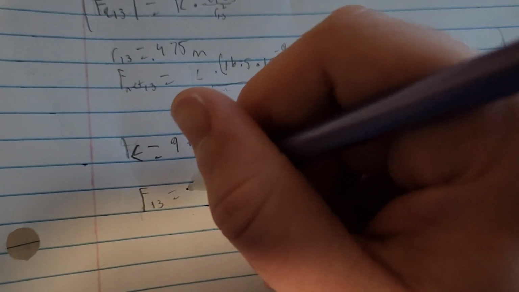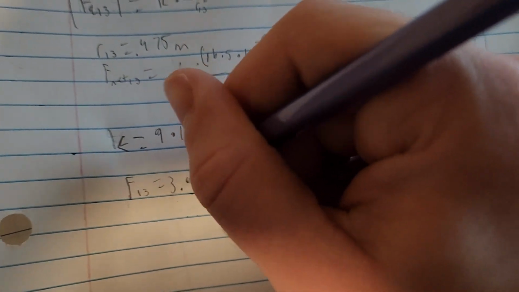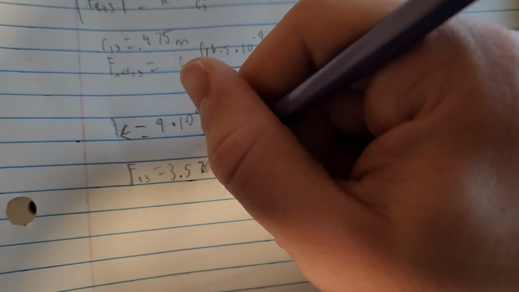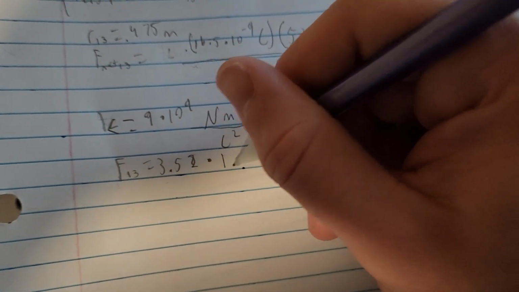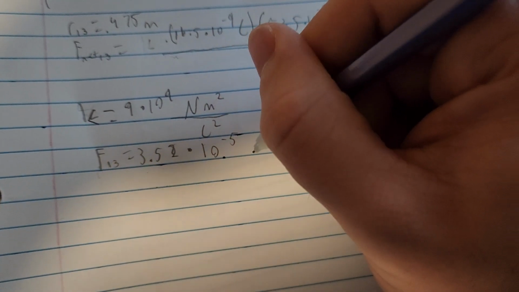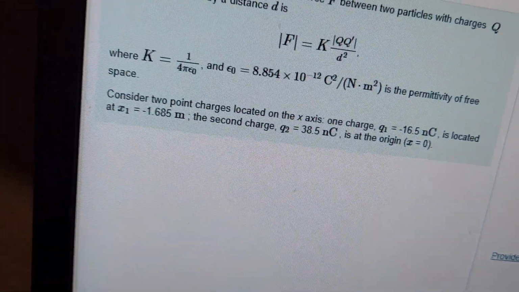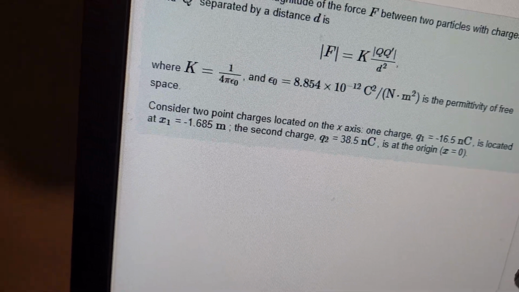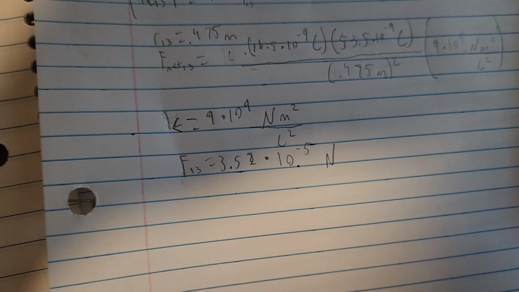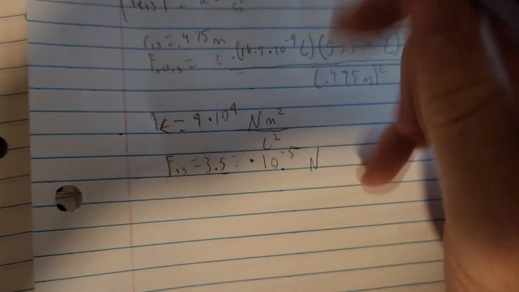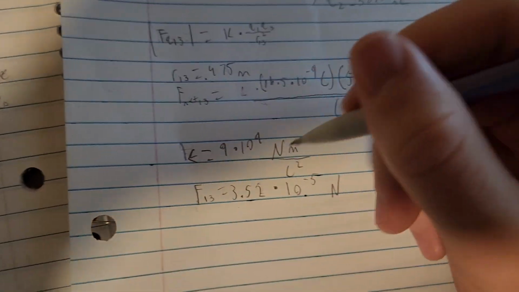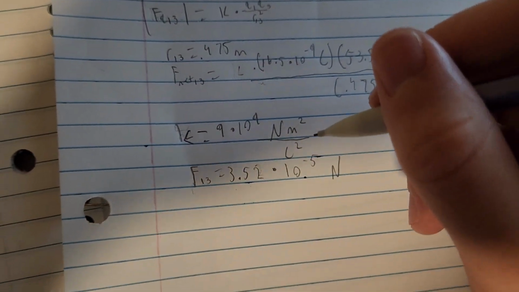F13 is going to be 3.52 times 10 to the negative 5th newtons. And then another thing you want to keep in mind is normally when you're trying to calculate, because remember we're adding, we have to find the force of Q2 and Q3 now, and then we'd have to add them as vectors, which would mean that this is the magnitude of the vector, and we'd have to separate that into x and y components in order to add it to the Q2 on 3 vector.